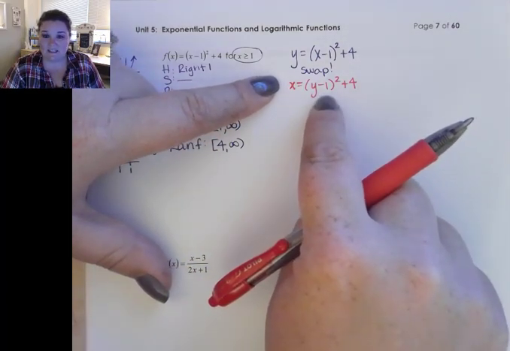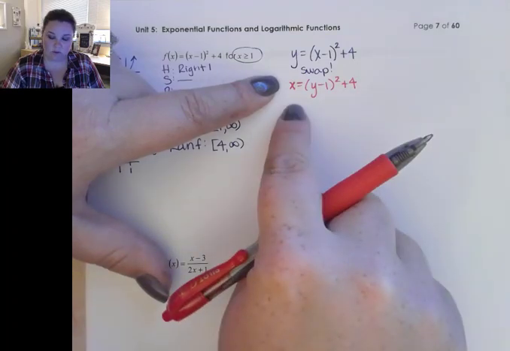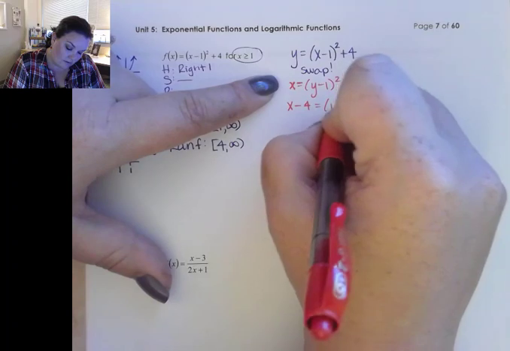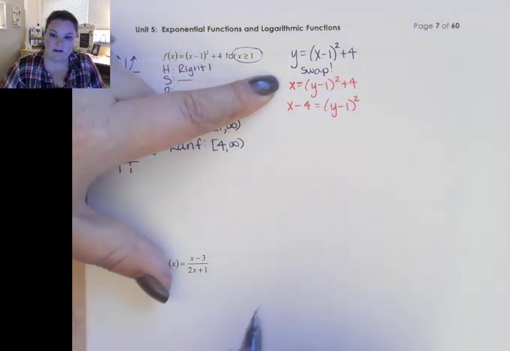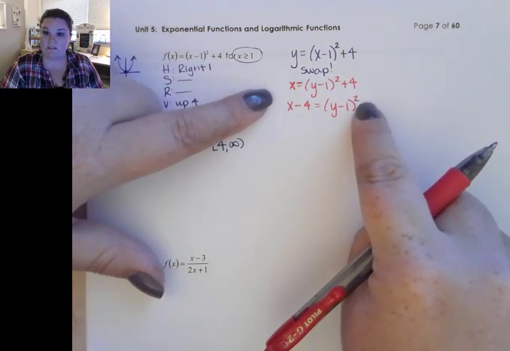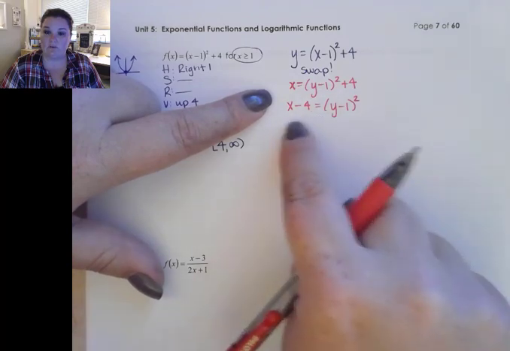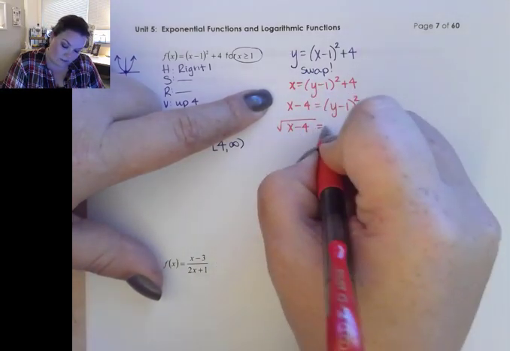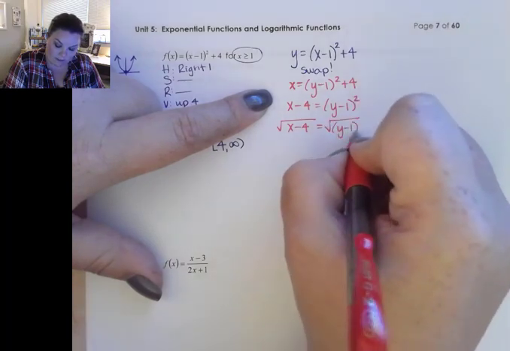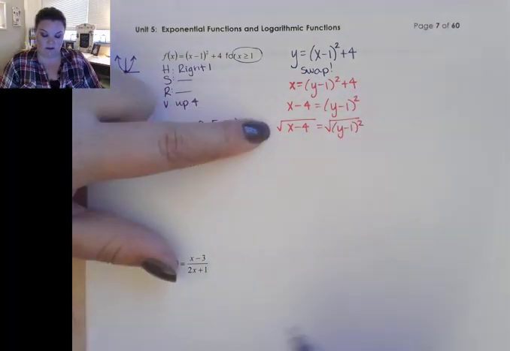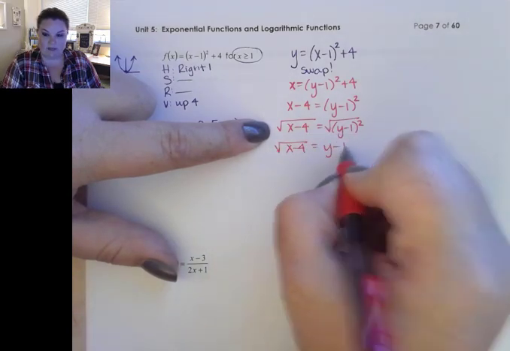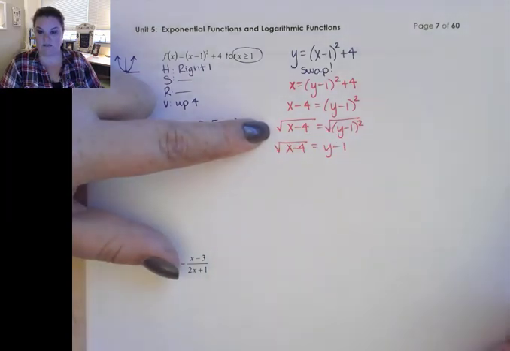y is stuck inside this squared quantity, so we need to move our 4 to the other side to get that quantity isolated. So, quantity (y minus 1) squared. And then to get rid of the square, we're going to take the square root of both sides. So I have the square root of x minus 4 is equal to the square root of (y minus 1) squared. So we have the square root of x minus 4 is equal to y minus 1, because the square and the square root cancels, right?